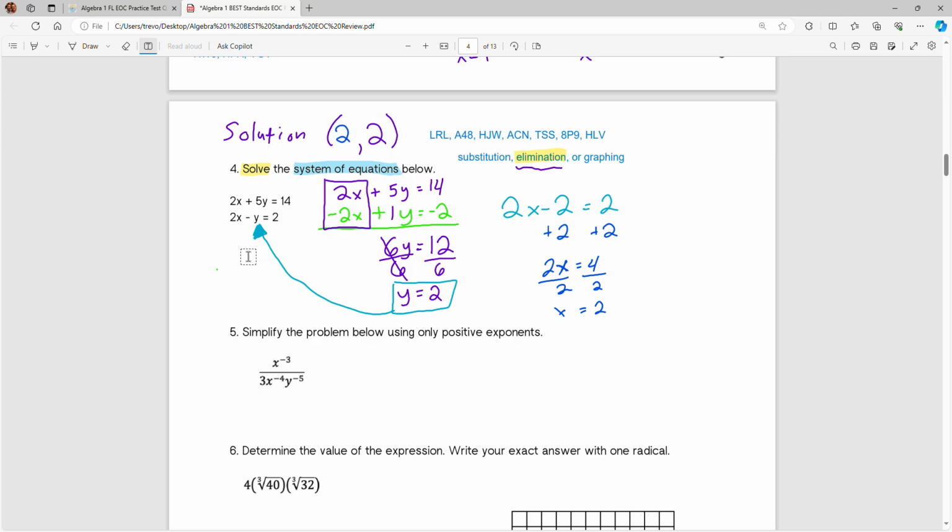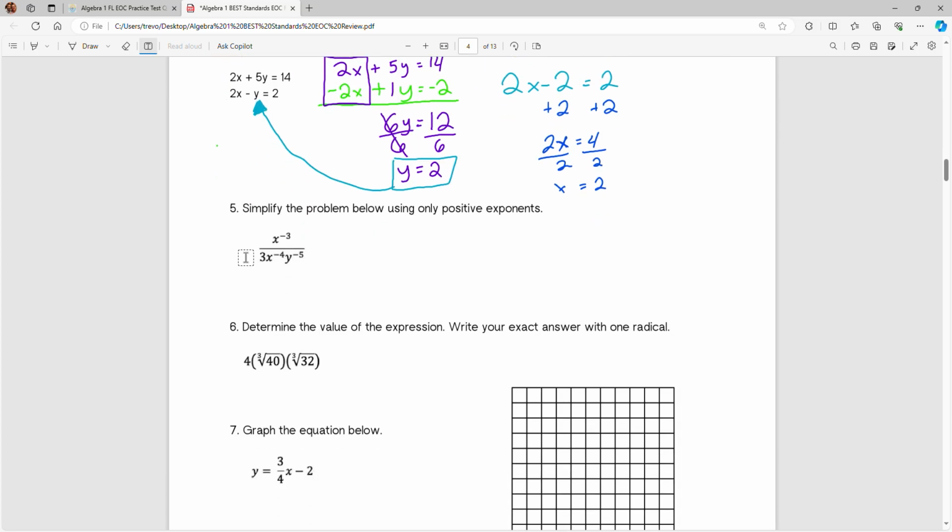Continuing on page 9 in our packet, number 5 says simplify the problem below using only positive exponents. So simplify just means to make it look neater, right? And divide where you can divide since it's a fraction, and use only positive exponents. They sure gave us a lot of negative exponents here.